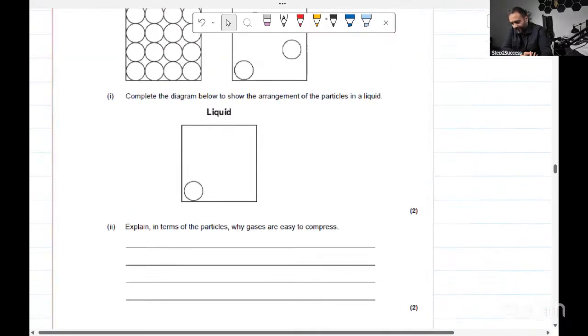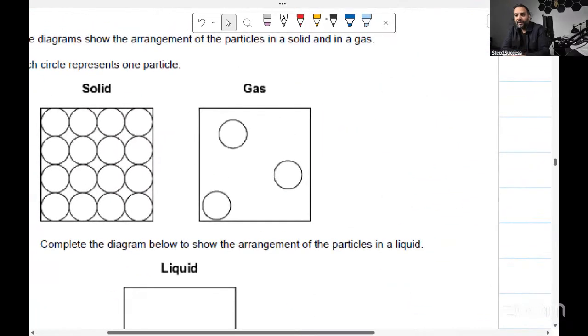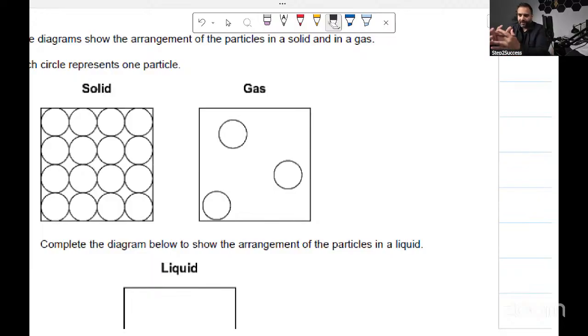Why gases are easy to compress, I'll just say this in words. Because the particles in a gas are very far apart, they can be pushed closer together. And that's what we mean by compressing. The reason I can move my hands closer right now is because the air has got loads of gaps between the particles, and I can bring those particles closer together so I can move my hands. With a solid, I can't do that because the particles are already really close together.